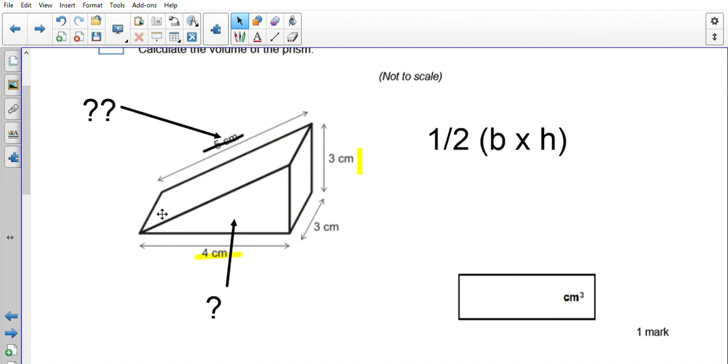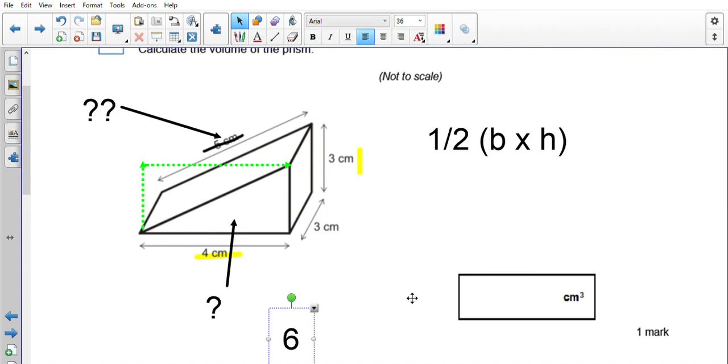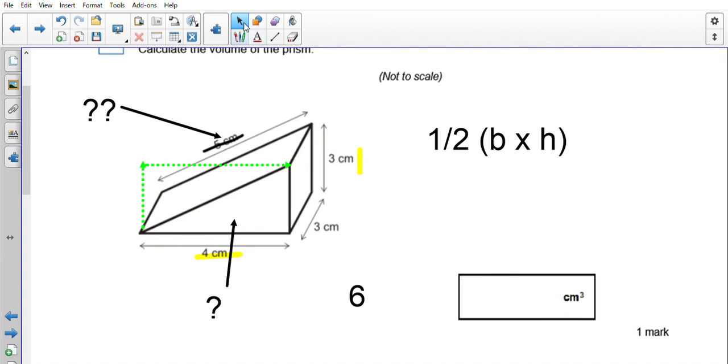Now my area of a triangle, so my area of my triangular face here, is going to be half of 4 multiplied by 3, because remember, let me go back to my spotty line, my triangle is actually just half of that rectangular area that I would have there. So 4 times 3 is 12, divided by 2 is going to give me 6, and then I'm going to have 6 multiplied by 3, because that is my depth here, 3 centimeters, so 6 times 3 is going to give me a volume here of 18 centimeters cubed.